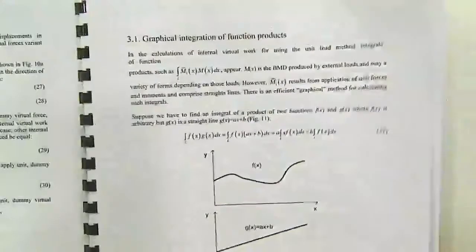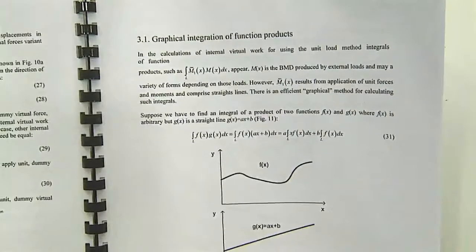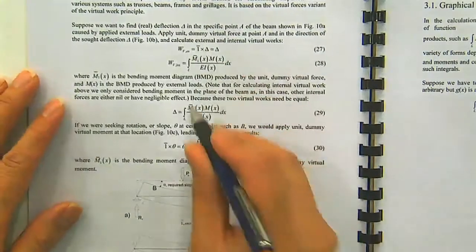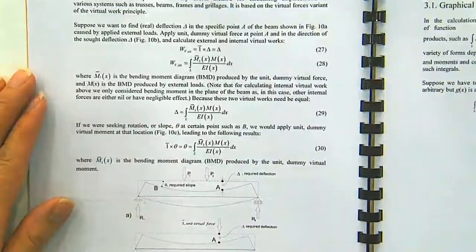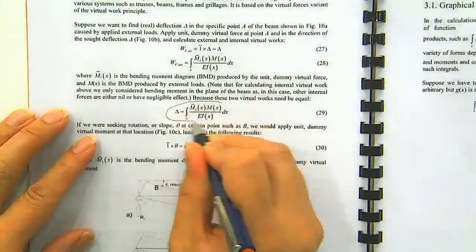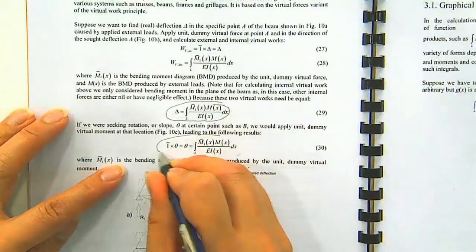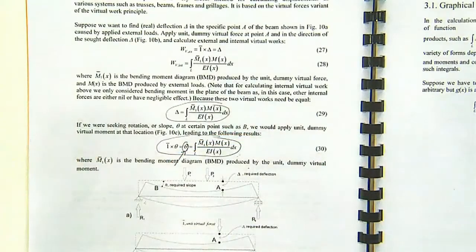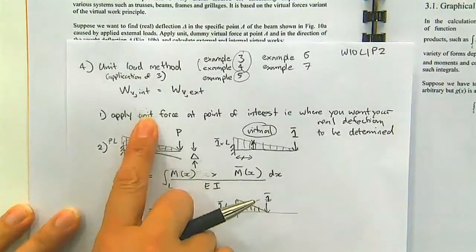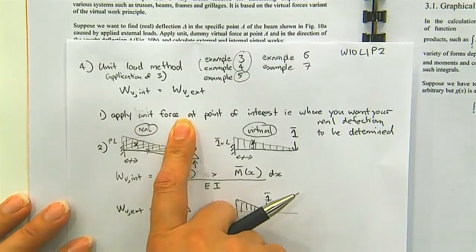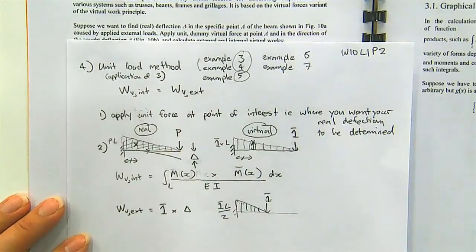Let's go back and look at the notes, and back on where it says the unit load method, we can either apply a unit load, or if we want the slope, we apply a unit moment, and that will give you the slope theta. So going back to where we were, if you want the deflection at the center, stick the unit force at the center, and if you want the rotation at the support, stick a moment at the support.